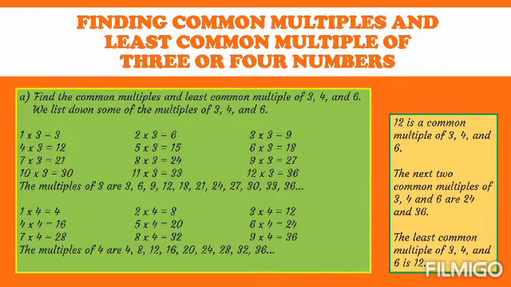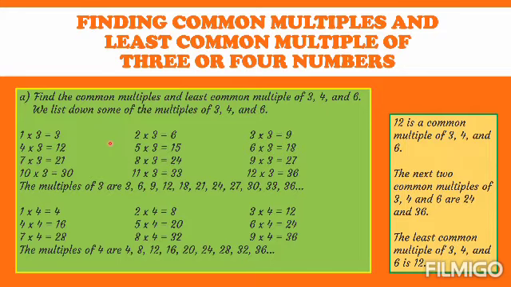Okay, so we'll be learning now here, class, in the slide, finding common multiples and least common multiples of 3 or 4 numbers. So number 1, find the common multiples and least common multiples of 3, 4, and 6. So we'll be using the listing method, class. So we write now all the multiples of 3, 4, and 6.